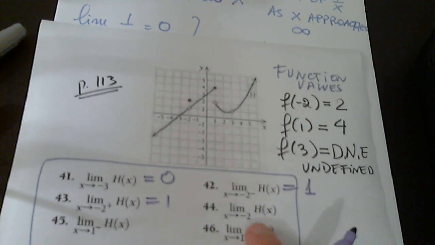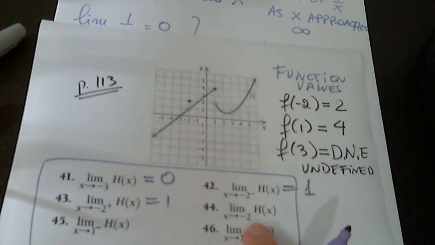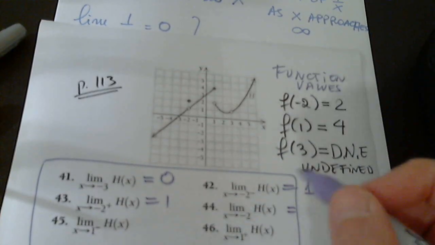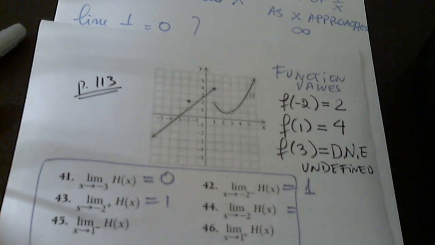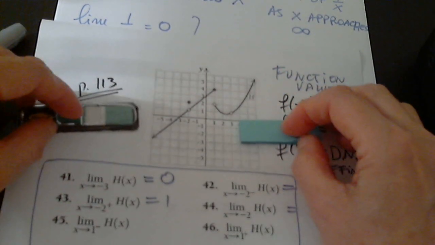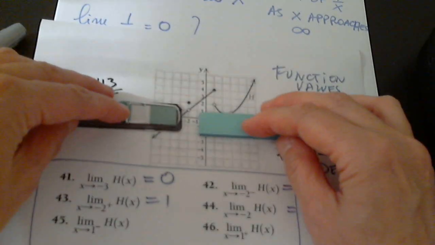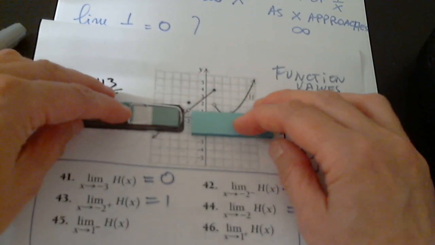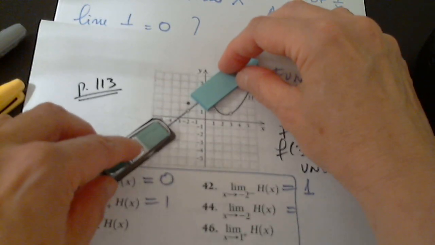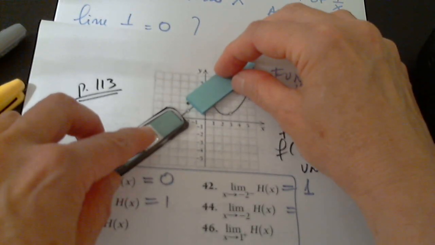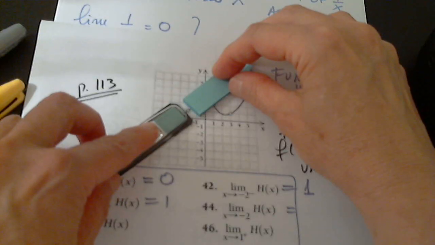Notice one thing. Now they're asking us what happens when x approaches -2 from either side. Here it is. X approaches -2 from either side. Target value for the function. What is it? 1.